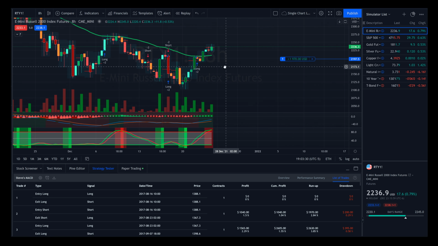But again, I didn't design this for the Russell. I didn't put in the parameters for the Russell. I changed everything for individual stuff as far as when I'm trading my actual live account.